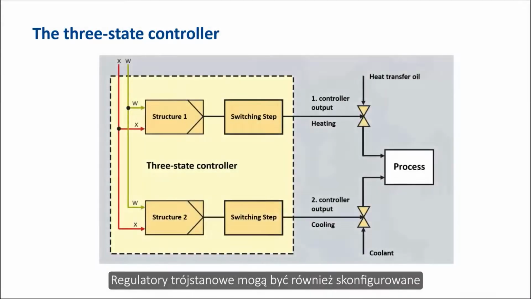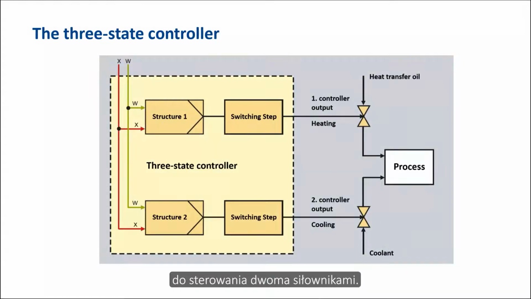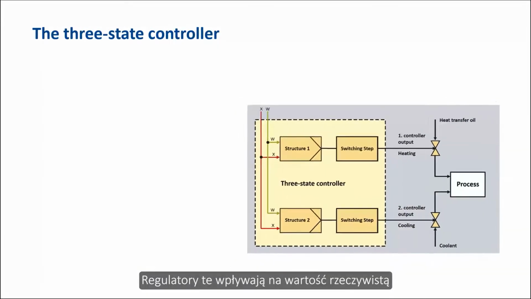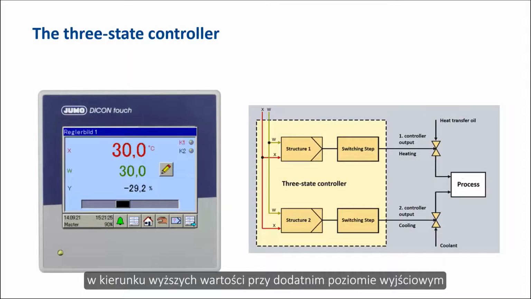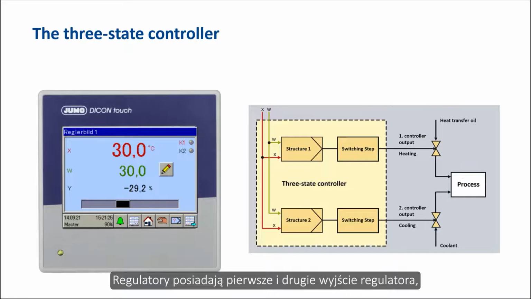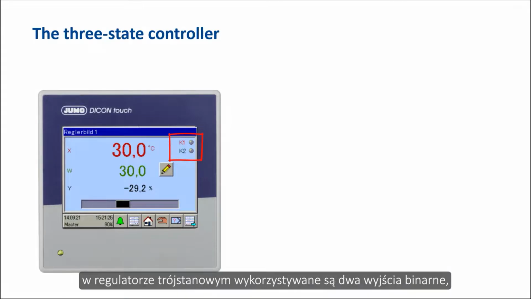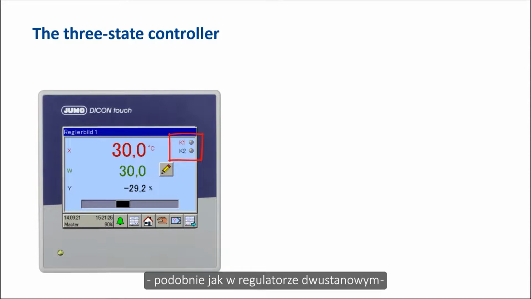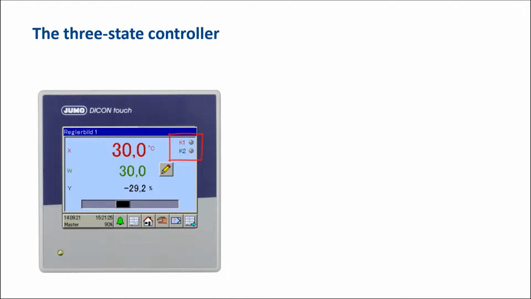Three-state controllers can also be configured to control two actuators. These controllers influence the actual value to higher values with a positive output level and to lower values with a negative output level. The controllers have a first and a second controller output. These are assigned to two hardware outputs. In the classic case, two binary outputs are used in the three-state controller, which, as in the two-state controller, are controlled with pulse width modulation.